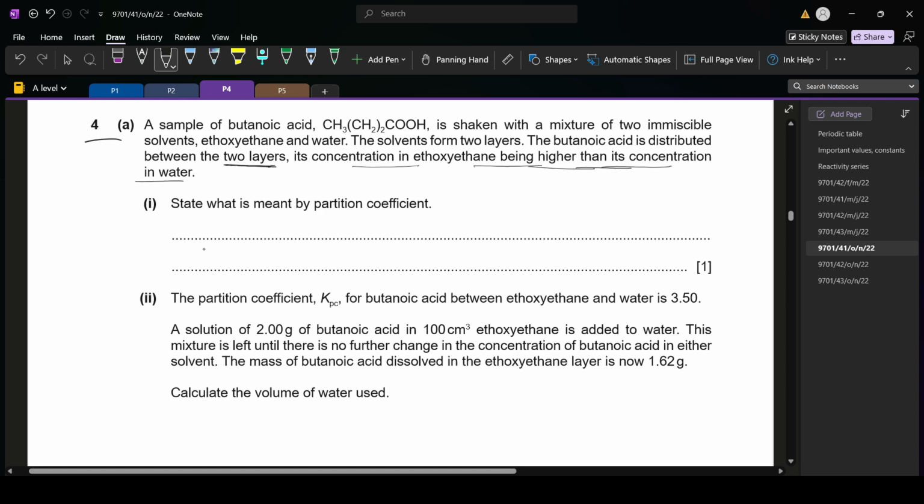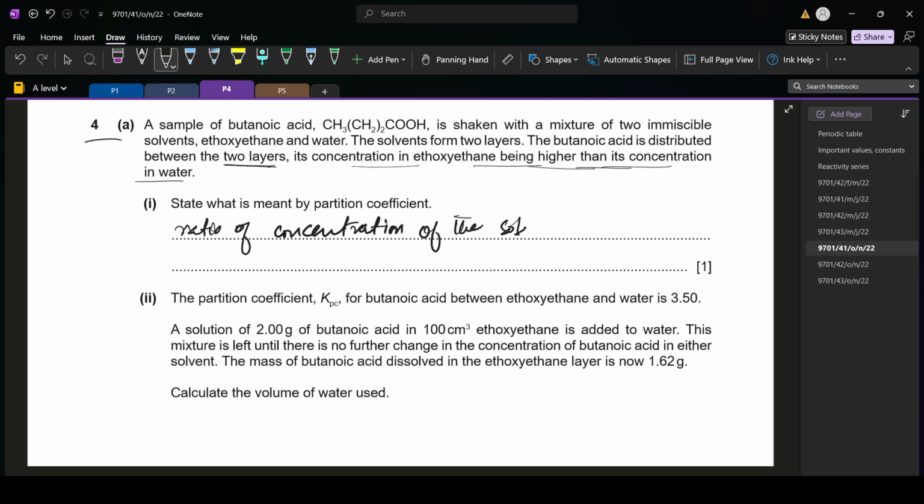It is the ratio of concentration of the solute in two immiscible solvents at equilibrium.